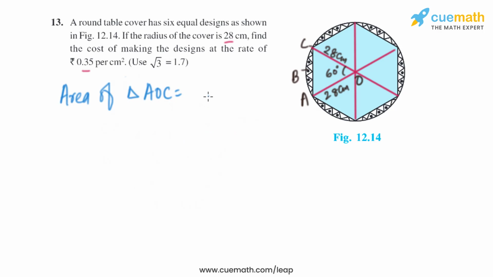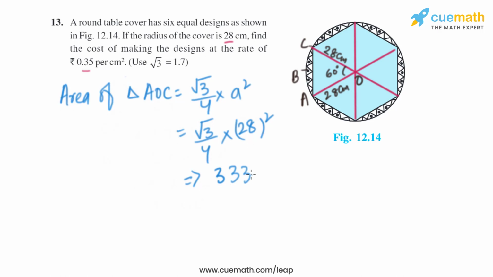We know how to find the area of an equilateral triangle. That is basically root 3 divided by 4 into a square, where a is the side of the triangle. So it is root 3 divided by 4 multiplied by 28 square. The value of root 3 is given, that is 1.7. So on solving this, we'll get the area of triangle AOC as 333.2 square centimeter.